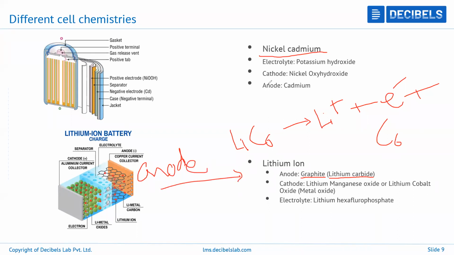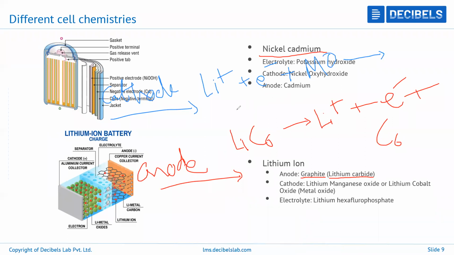Okay, and your reaction occurring at the cathode will be your lithium ion plus electron plus a metal oxide. Okay, so your cathode will be made out of some sort of a metal oxide. That metal oxide could be either manganese or aluminum or titanium, iron, depending upon what kind of requirements are there, what kind of performance is needed.